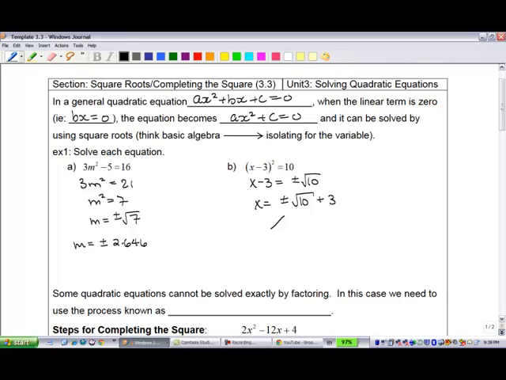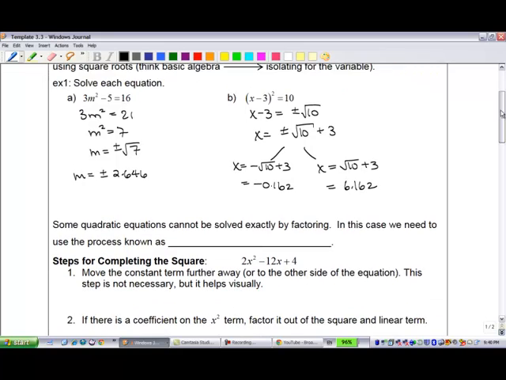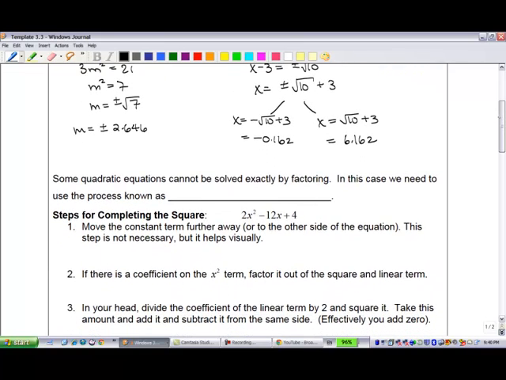You could take that again and evaluate it, and you'd get negative root 10 plus 3, which would give you negative 0.162. Or you could take x as positive root 10 plus 3, which would work out to be 6.162. Now those are fine answers. I like seeing them probably in radicals left as exact value. There's more information there, I think, and less writing.